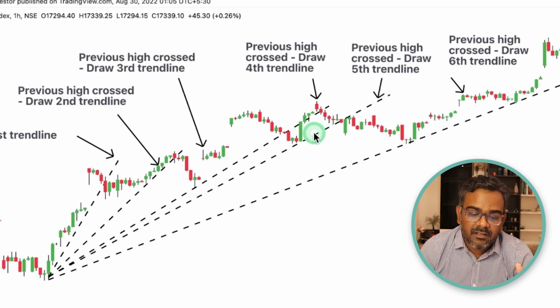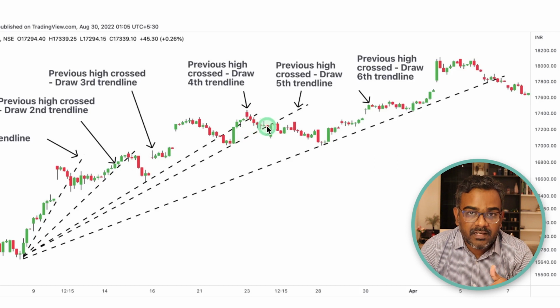And once you draw this trend line, the next step is you need to wait for the price to break this trend line. And once the price breaks this trend line, now you wait for the previous high, which is this, to be crossed, which eventually was crossed here, right? Then you find the swing low, which is below, and then you connect that point, and then you draw a trend line again. Now that's how you adjust trend lines.